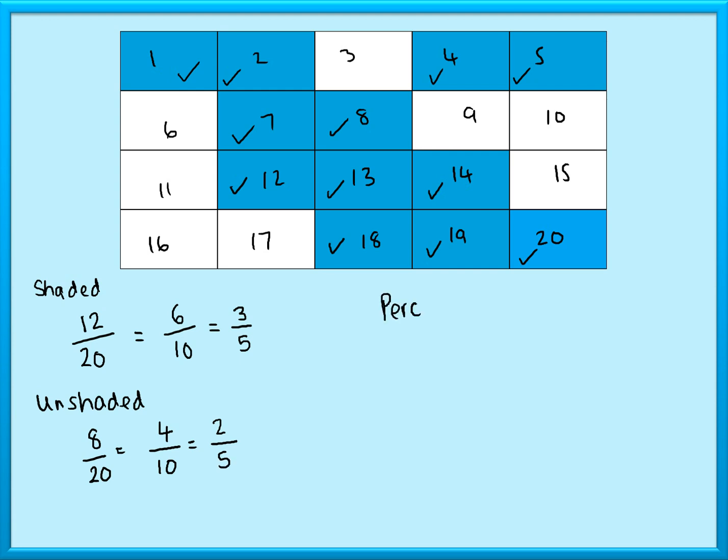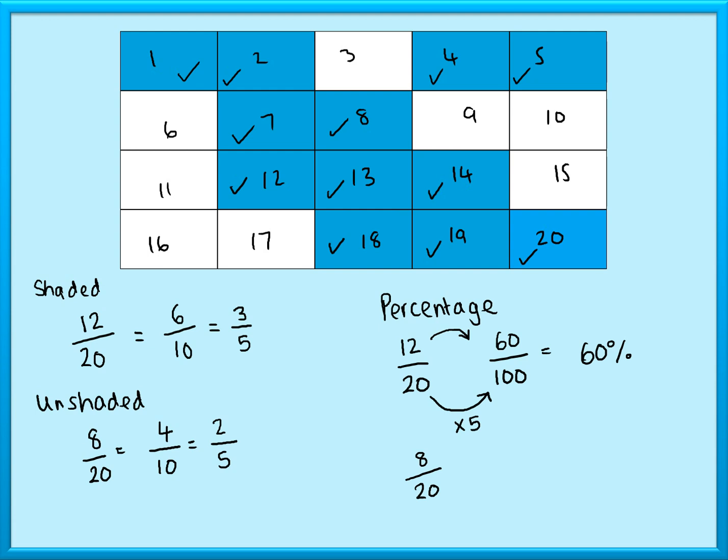And if we're looking at percentage, we've got 12 out of 20 that are shaded. To change that into out of 100, so to get from 20 to 100 we'd need to times by 5, so I need to do the same with the top number to give me 60 out of 100, 60%, and for unshaded 8 out of 20, so to get to 100 we're timesing by 5. 8 times 5 is 40, so it's 40%.